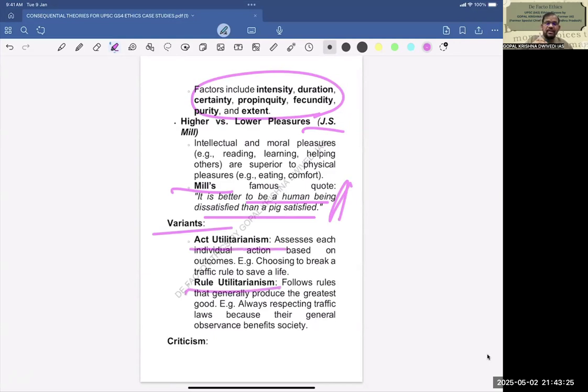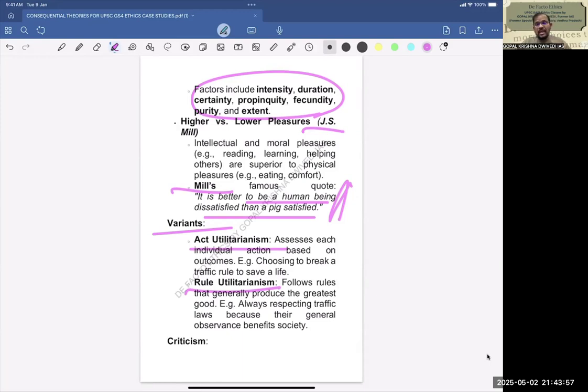What does act utilitarianism say? Assess each individual action based on outcomes. That is, choosing to break a traffic rule to save a life. Sometimes various organs are carried or transported, and the whole traffic is stopped. So basically, if by breaking the traffic rules some life is saved, you need to break them. This is what act utilitarianism says: assess each individual action based on outcome.